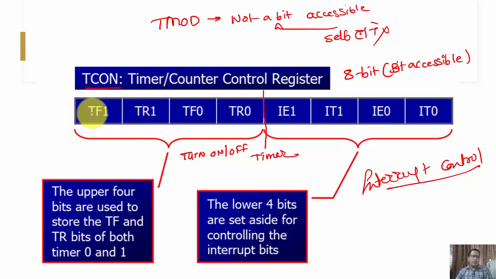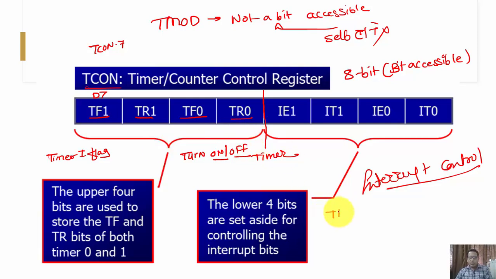For example, here if you see, the D7 bit, or I can say TCON.7, is TF1, then TR1, TF0 and TR0. TF1 stands for timer 1 flag, and TF0 is the timer 0 flag. TR1 and TR0, these two bits, are used to turn the timer on or off.